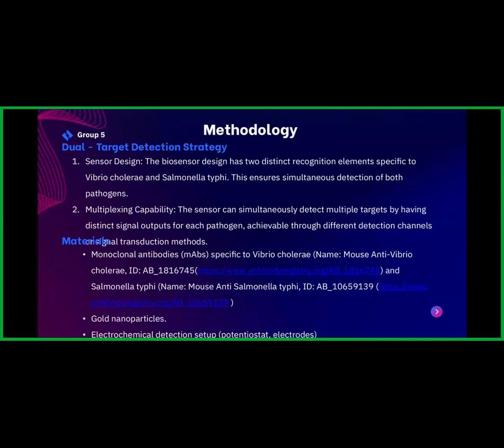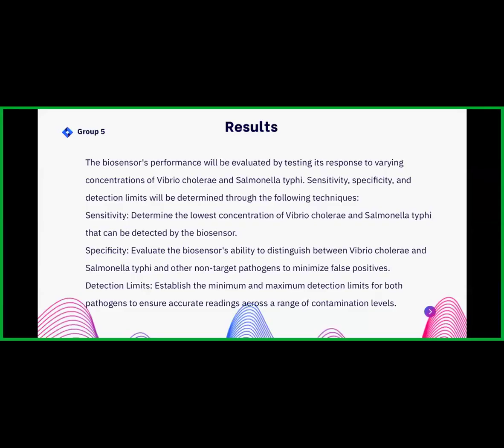And among the materials that we'll be using are monoclonal antibodies. The specific names are provided over here, together with the links, so you can visit the registry. We will use gold nanoparticles to immobilize the antibodies, and we definitely will use electrochemical detection setup electrodes.